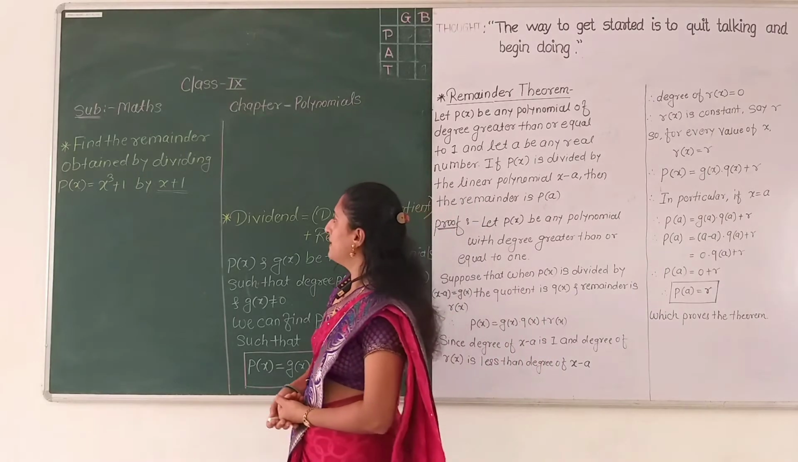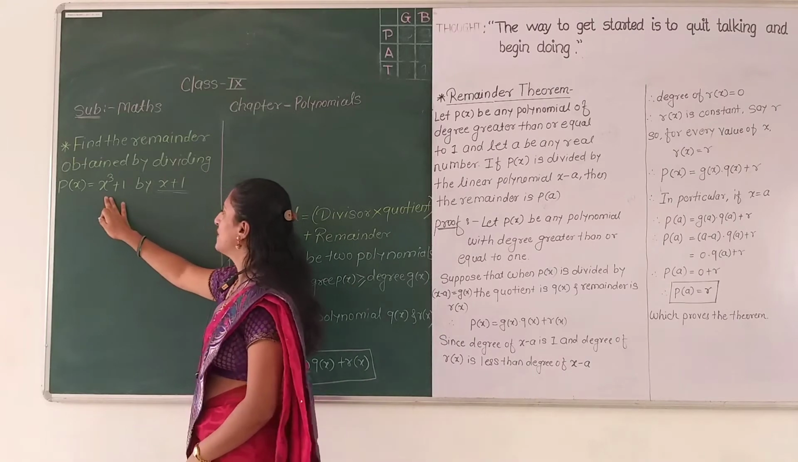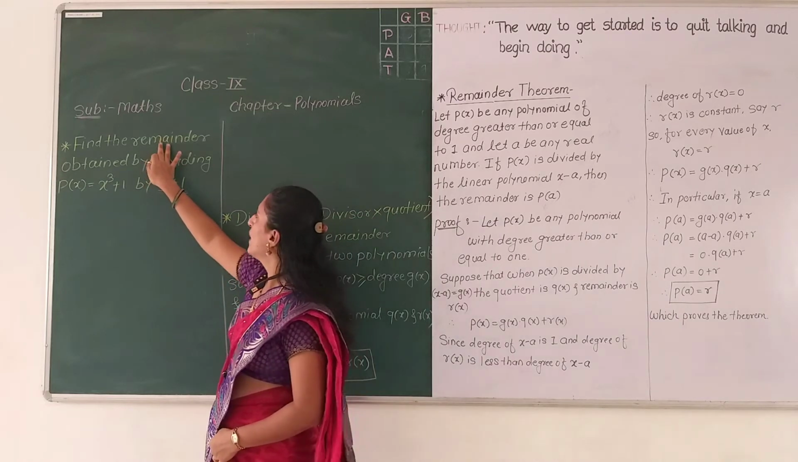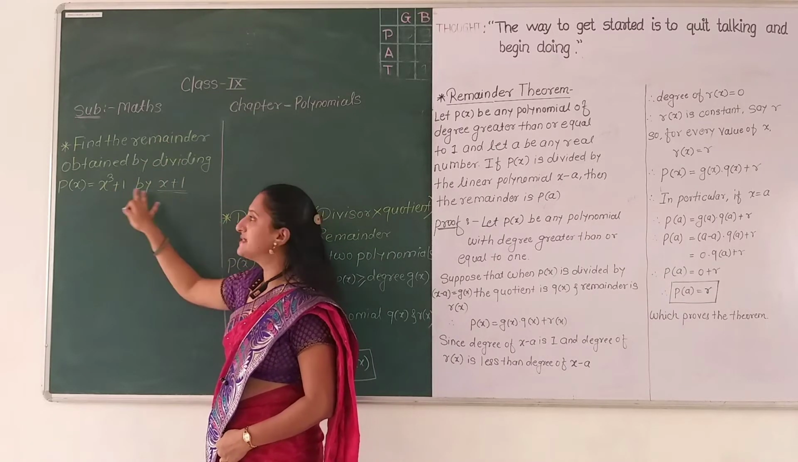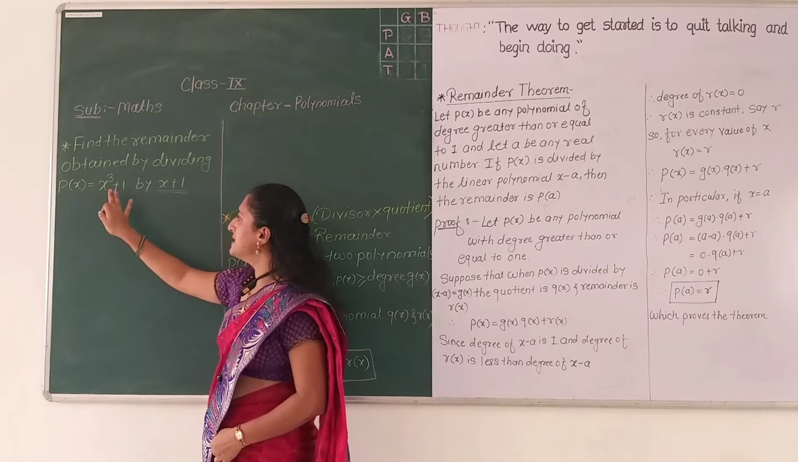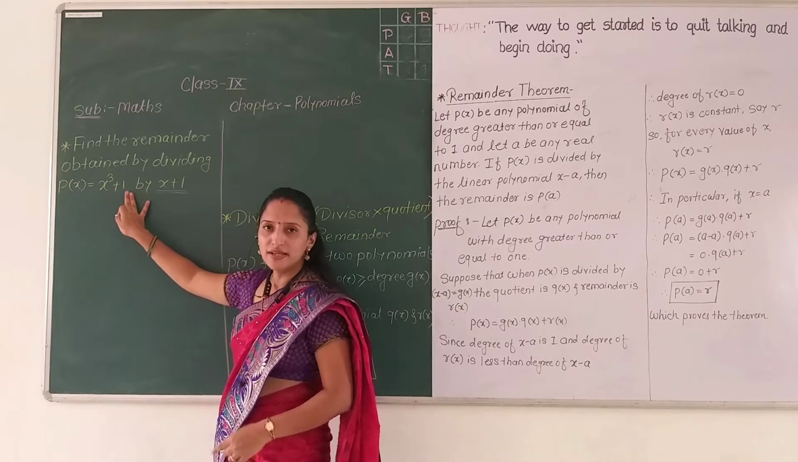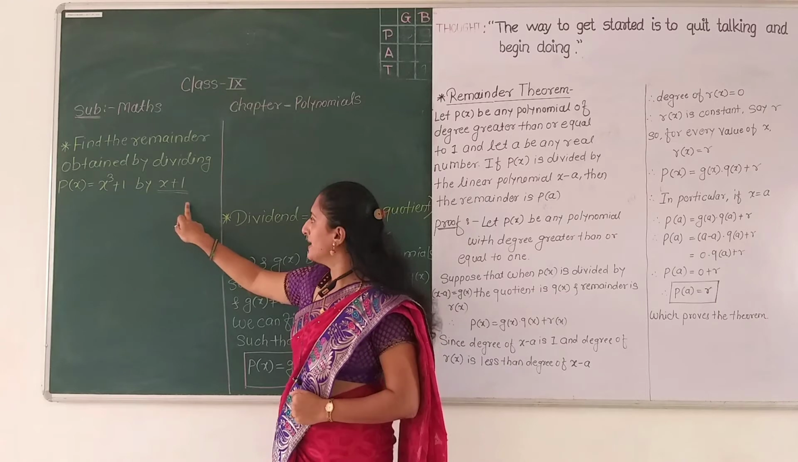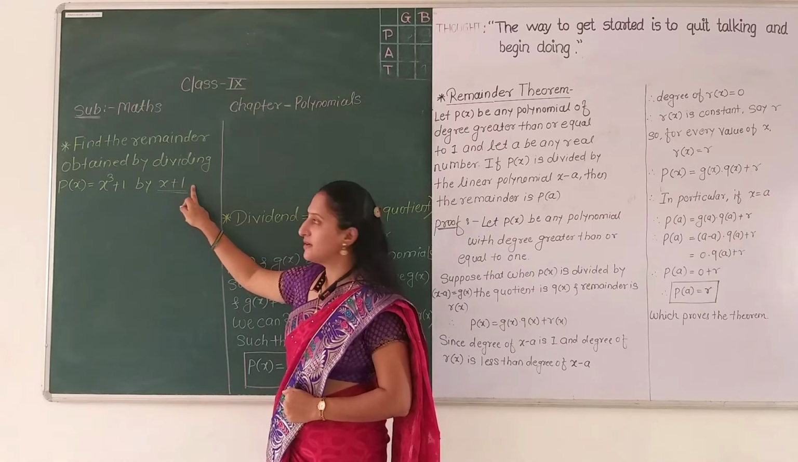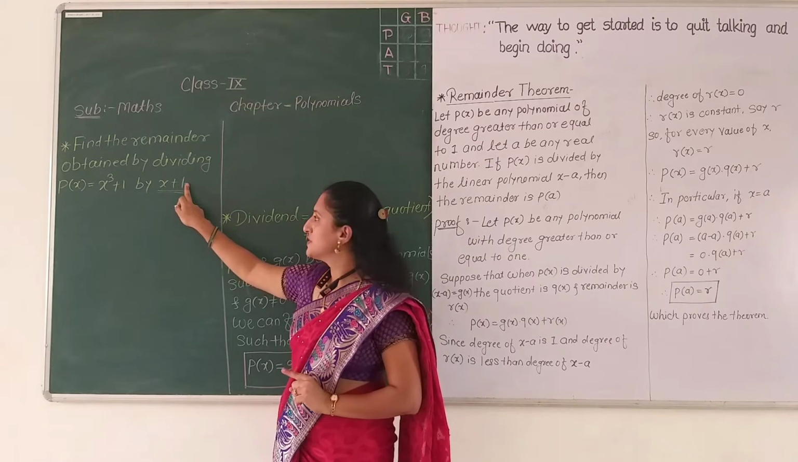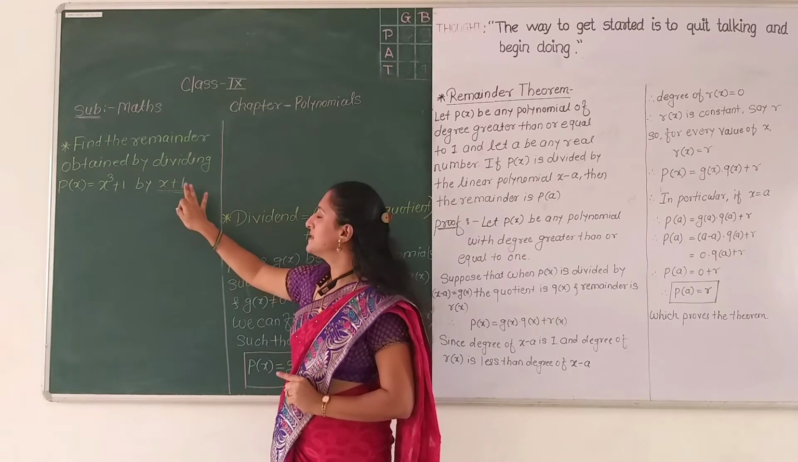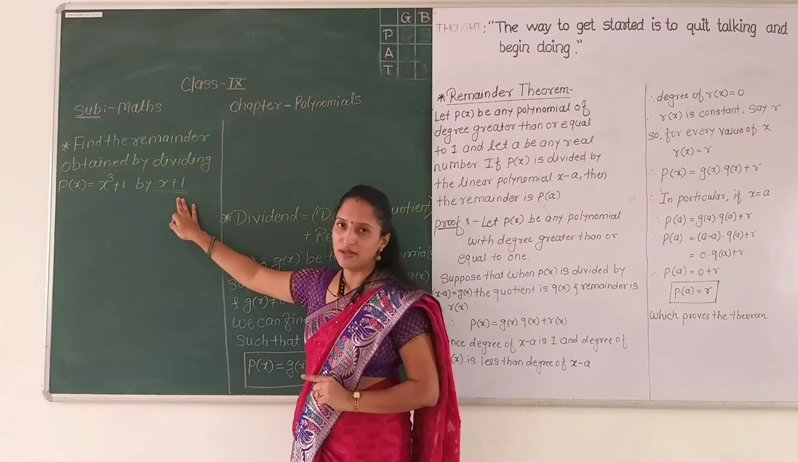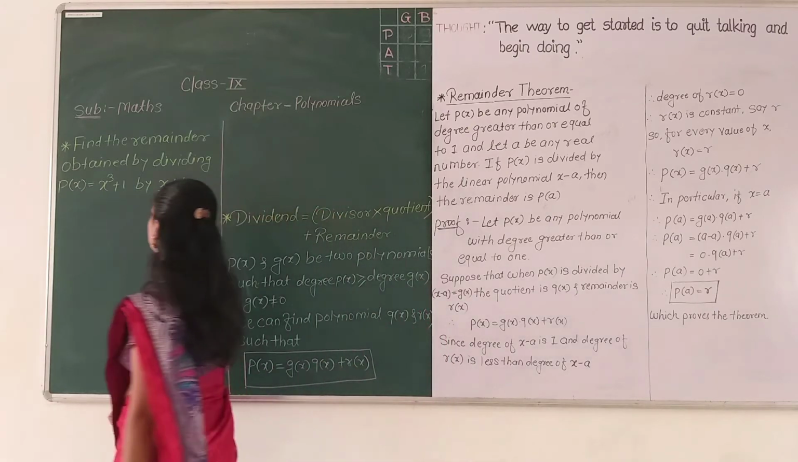Find the remainder obtained by dividing p of x is equal to x cube plus 1 by x plus 1. That is, we have to find the remainder of this division. Here the polynomial p of x is equal to x cube plus 1 is the dividend and x plus 1 is the divisor. Now look here, the degree of x plus 1 is 1, so it is a linear polynomial. That means we have to divide this polynomial p of x by a linear polynomial. So let us start the division.